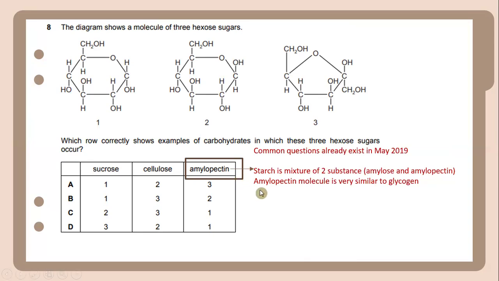By knowing that starch is a mixture of 2 substances, which are amylose and amylopectin, the amylopectin molecule is very similar to glycogen. So the answer for this question would be A.